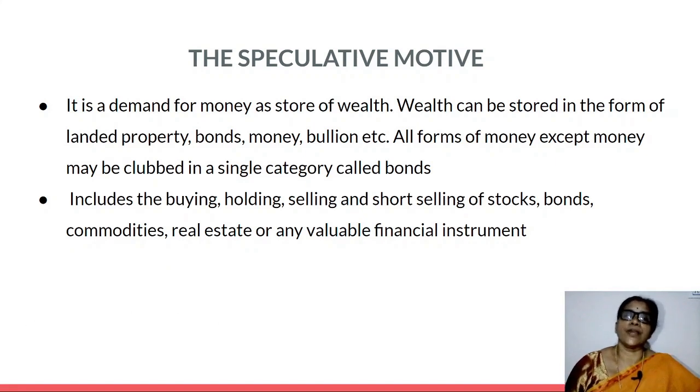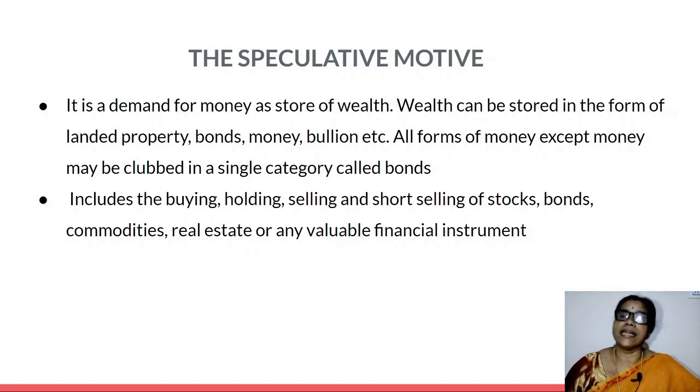Next topic is the speculative motive of demand for money. It is a demand for money as a store of wealth. Wealth can be stored in the form of landed property, bonds, money, bullion, etc. All forms of wealth except money may be clubbed into a single category called bonds. We have already learned that one of the important functions of money is store of wealth. So here the wealth can be stored in the form of money.